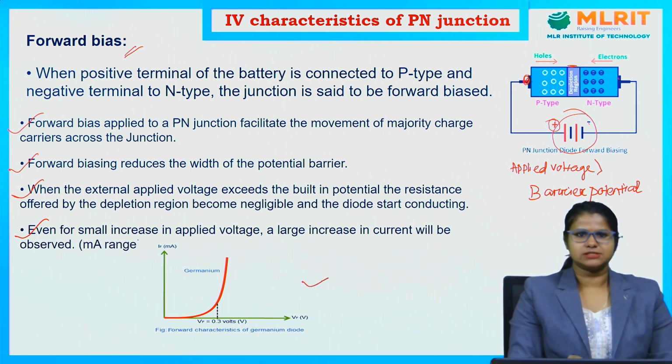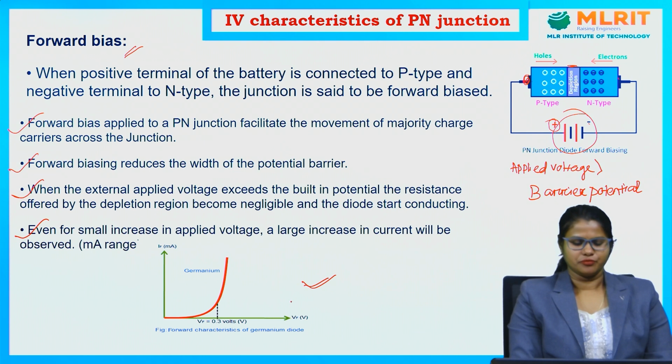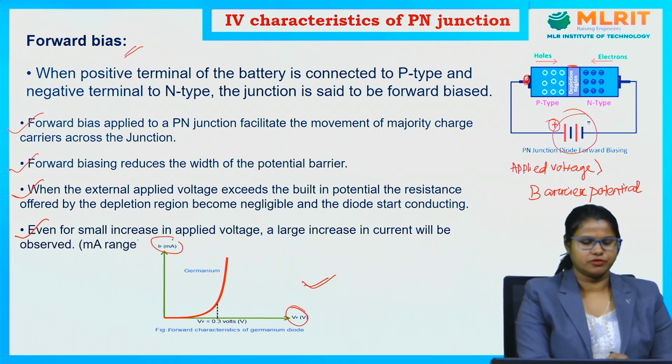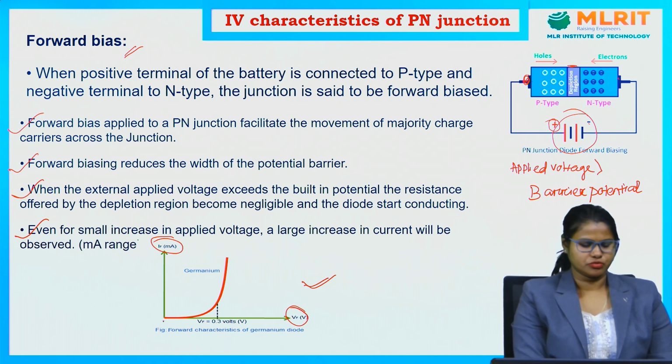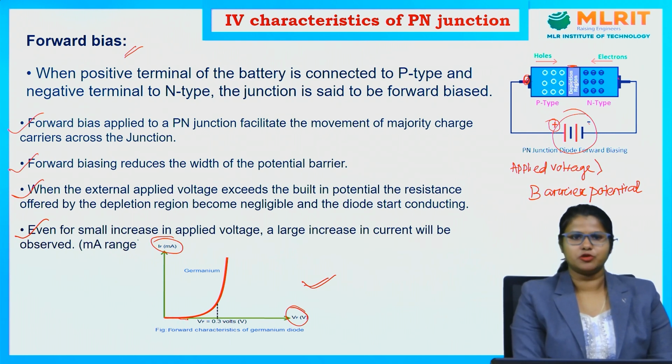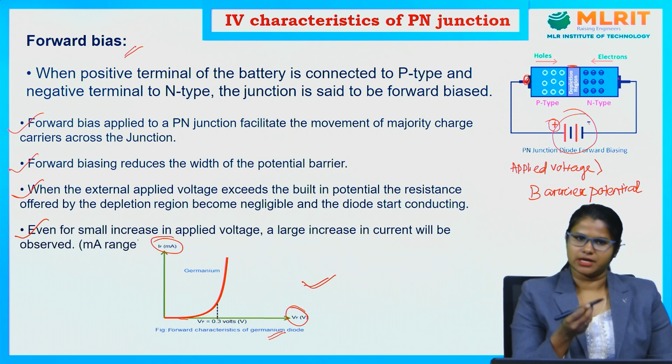We can see this in the figure. Here on the x-axis we have taken the forward voltage and on the y-axis the forward current. In the initial portion, as we increase the voltage, the current is almost 0. At a particular point, as we increase the voltage, the current also starts increasing rapidly. This diagram is for a germanium diode. As I have told, for a germanium diode, our built-in potential is 0.3 volt.